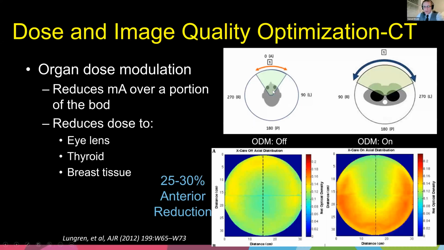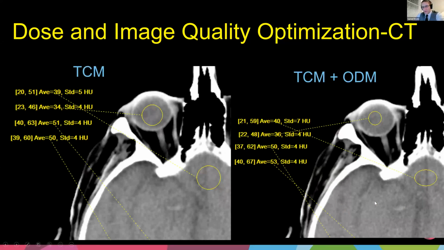So the total mA is the same in the center, but that means that some of it is a little higher down here. Others, like I said, they just reduce the mA up here, and so the total value is actually a little lower. Now, the question you would ask is, if it's going to reduce the mA as it sweeps over the anterior aspect of the body, is it going to change the image quality?